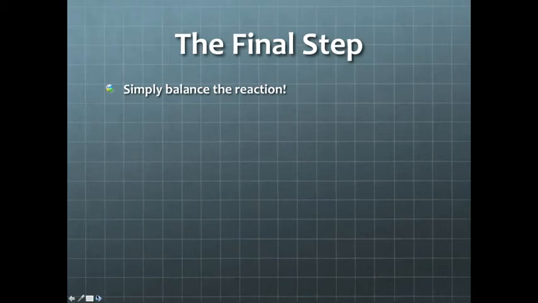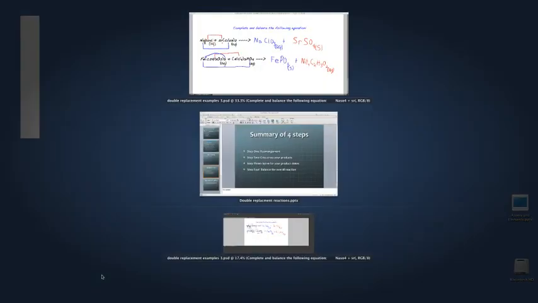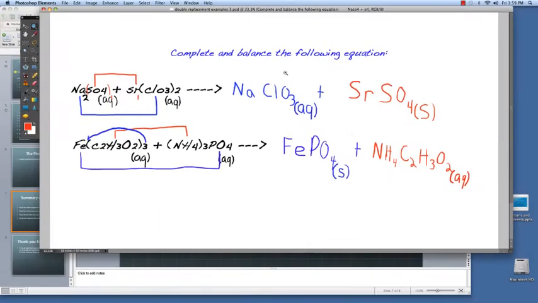And now we get to the final step, which is just simply balancing the reaction. Hopefully at this point you've practiced balancing quite a bit. Balancing gets easier as you practice, and once you get to a certain level, this will be the easiest part of the entire process. So let's go ahead and look at our examples and try to balance those. This shouldn't be too bad.